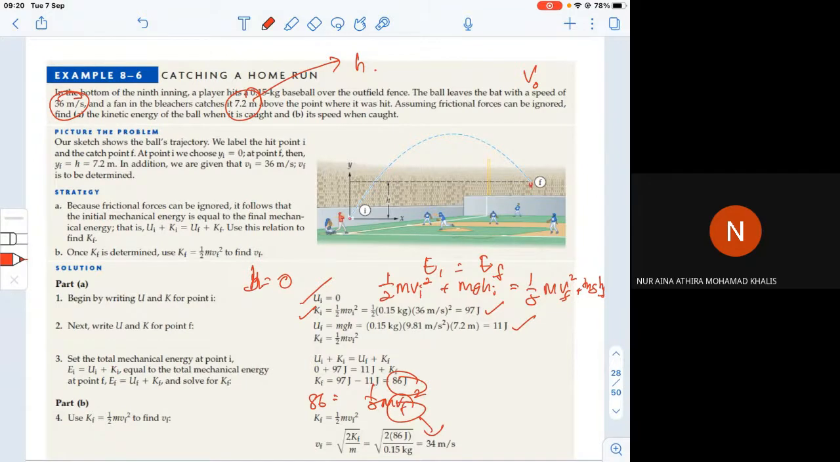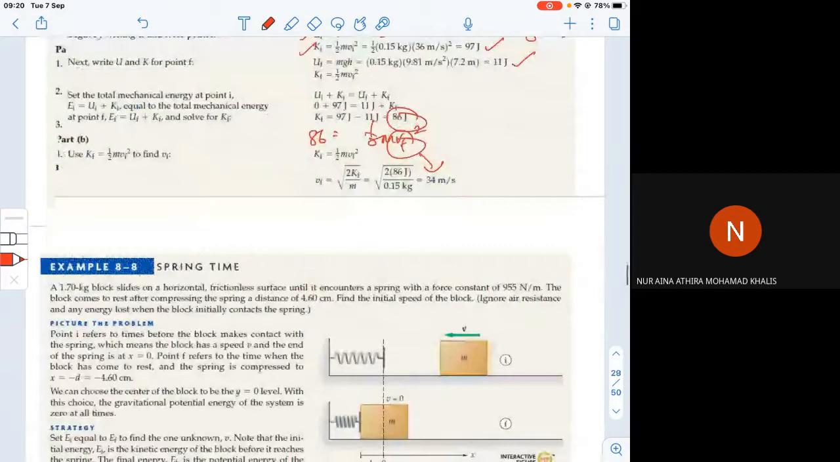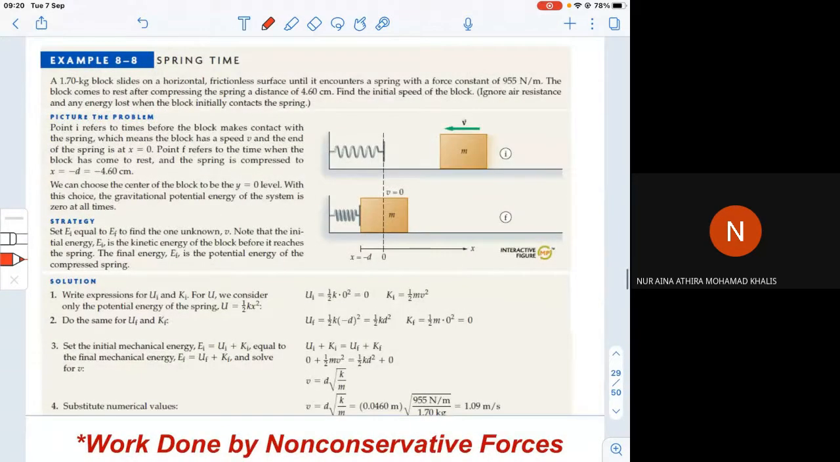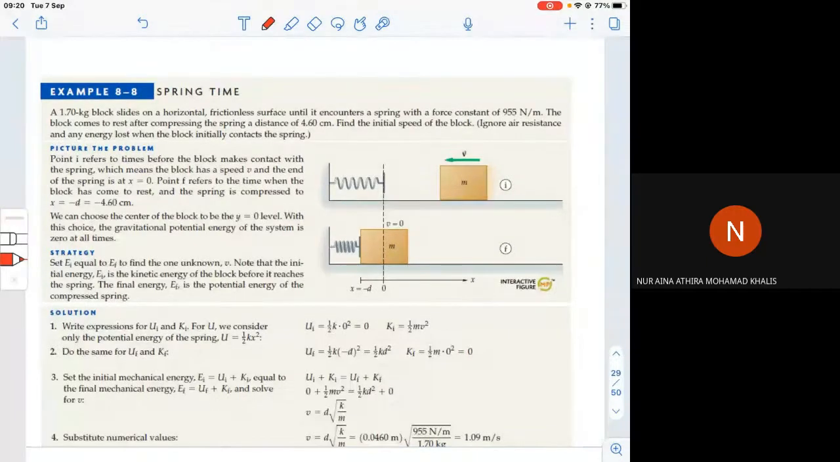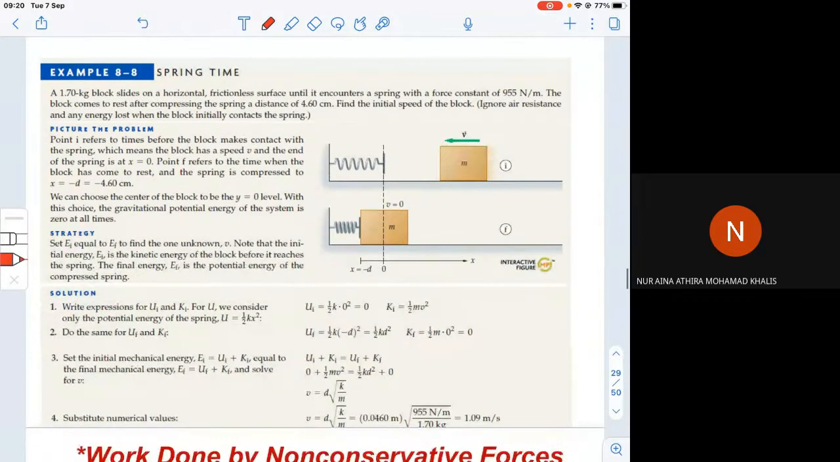Okay, another part, another example. We're going to have a lot of examples in this topic because in order to understand a certain topic, a certain situation, we need to look into real situations or examples.